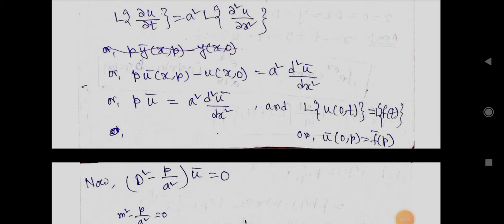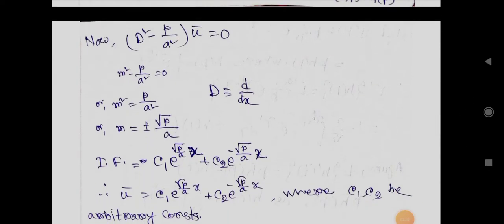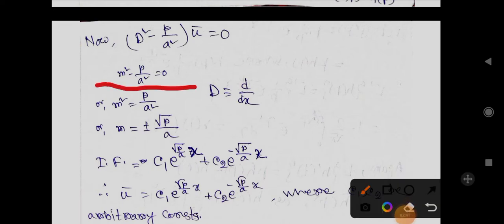Applying the formula, we get p ū(x,p) minus u(x,0) equals a² d²ū/dx², or p ū equals a² d²ū/dx², and Laplace of u(0,t) equals Laplace of f(t), or ū(0,p) equals f̄(p). Now (d² minus p/a²) ū equals 0. Then the auxiliary equation is m² minus p/a² equals 0.